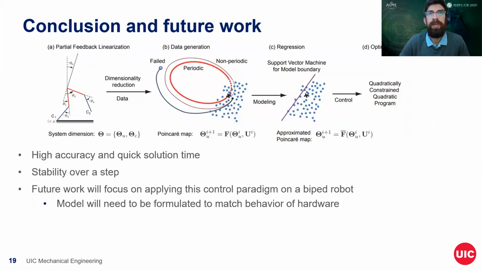And to conclude, we developed a controller approach that has a high accuracy and a quick solution time on a planar humanoid robot and achieves stability over a step. Our simple model covers a relatively extensive region around the cyclic gait, and it enables us to solve the 2-point boundary value problem in few iterations and function evaluations, enabling real-time control in the future. Future work for us will focus on applying this control paradigm on a biped robot on hardware.